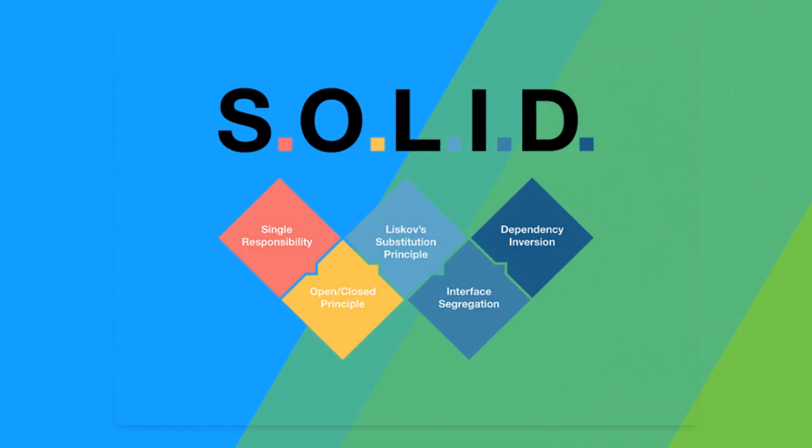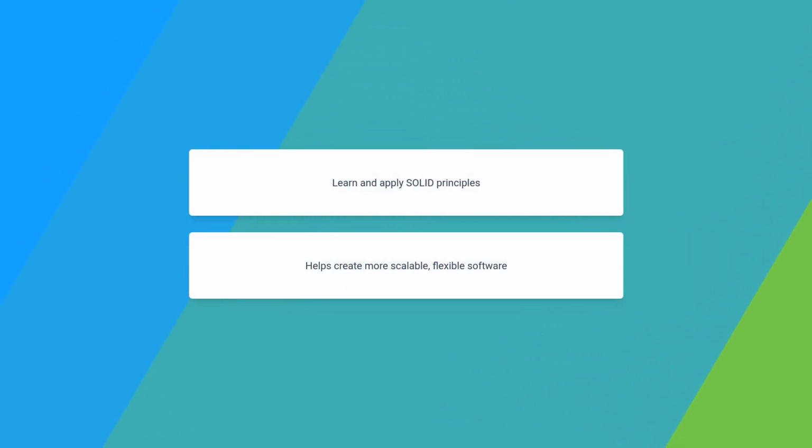Here are things you can do to implement the SOLID principle in your project. Learn and apply SOLID principles: single responsibility, open-closed, Liskov substitution, interface segregation, dependency inversion. Helps create more scalable, flexible, and maintainable software. Adhering to SOLID principles promotes the creation of high-quality, maintainable, and scalable software.